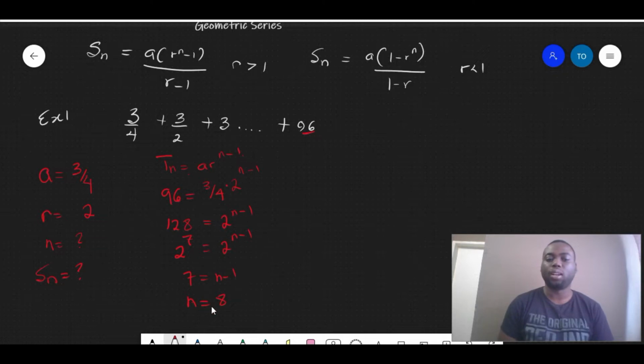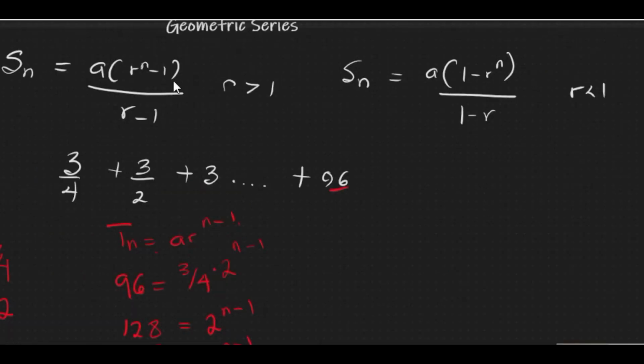Now we've gotten our n, we now use the formula for Sn to get our answer. Remember I said that we have two different formulas we use for a geometric series. We have this one where you have r minus 1, while we have this one here where we have 1 minus r. And I said that we normally use this formula when r is greater than 1, and this one when r is less than 1.